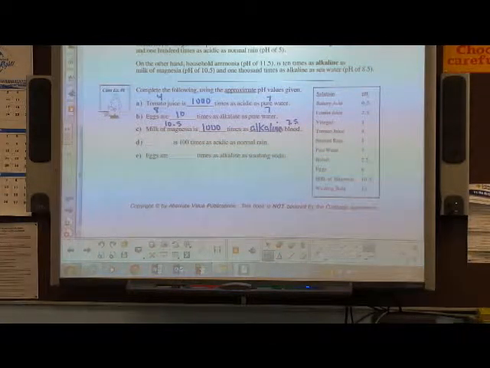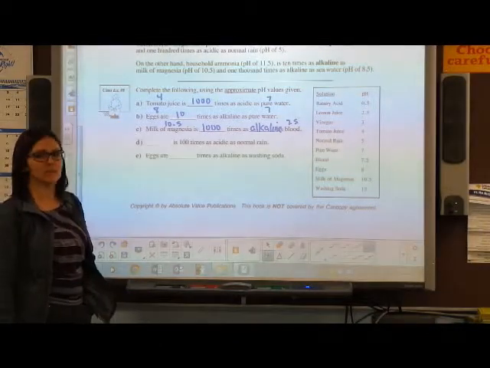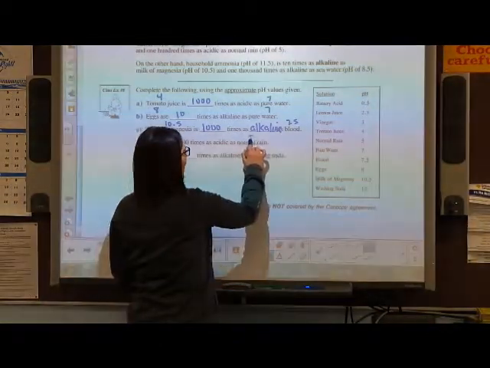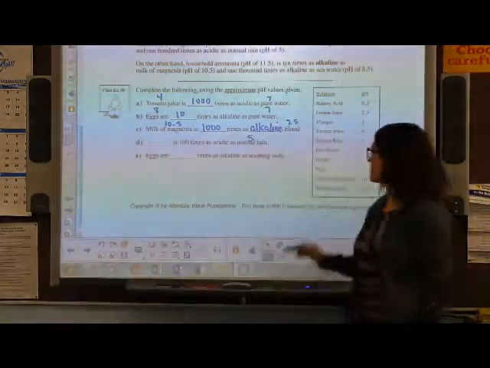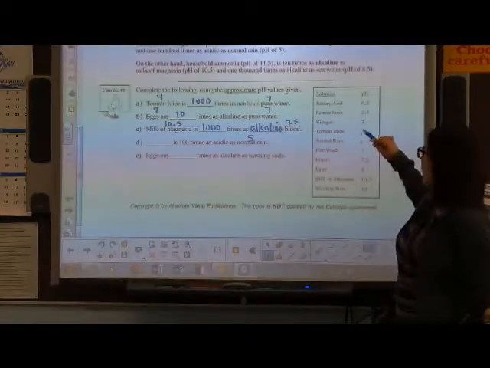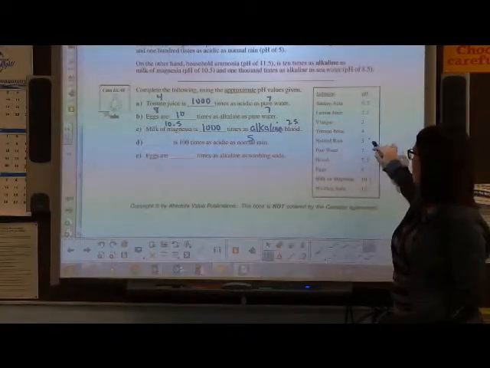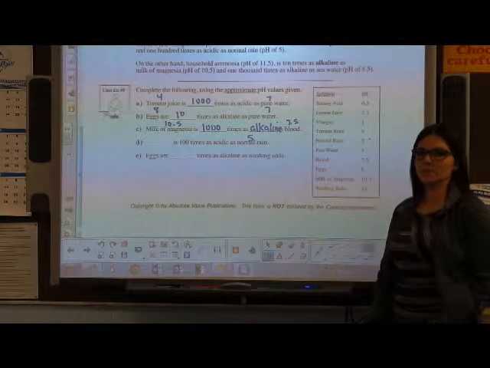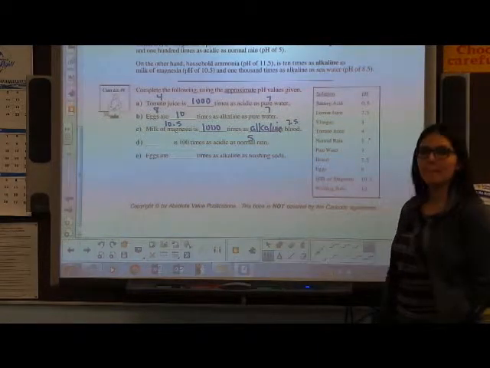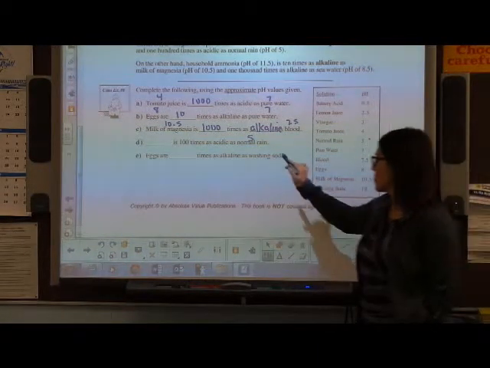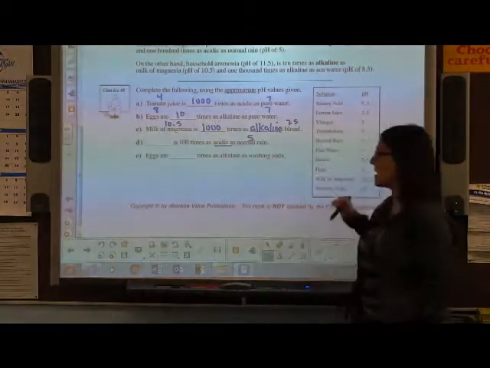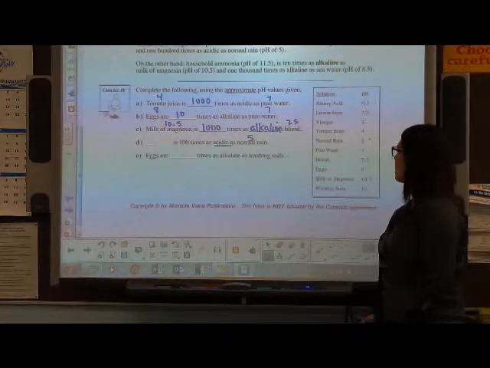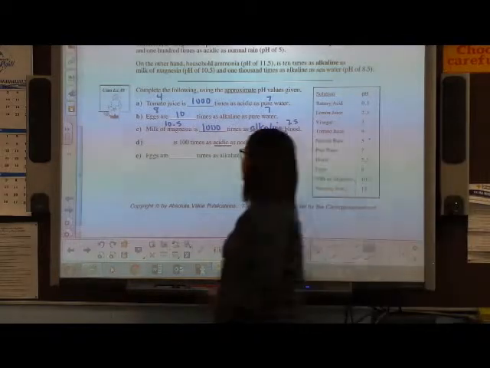Blank is 100 times as acidic as normal rain. So normal rain is 5. So do I move up this way or do I move down? Up. Why up? Because it's becoming more acidic. Because of the word acidic. Good. So what is 100 times more acidic than normal rain? Vinegar.